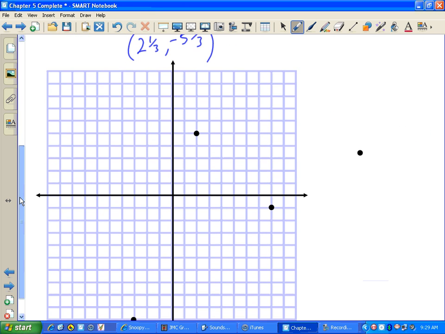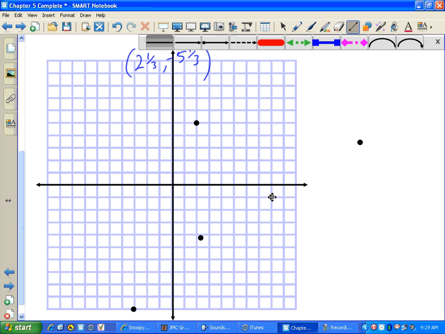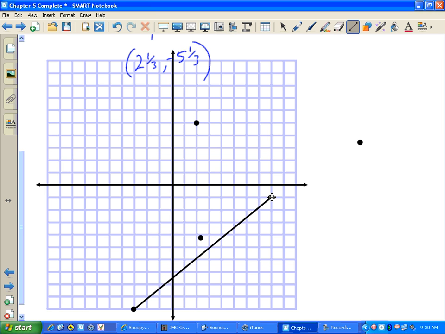So here I've got the points graphed out. If I place my centroid, which we said is at 2 1/3, so I'm going to go over 2 1/3 and then down 5 1/3. That'd be right about there. So let's just put our lines in, kind of see how this centroid would look in the actual triangle.